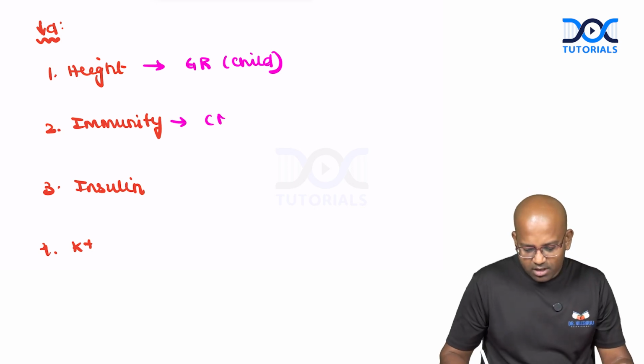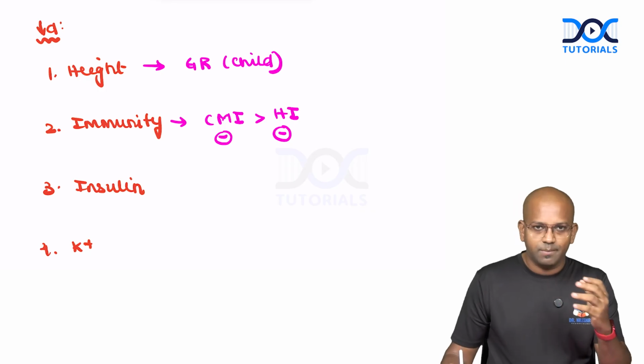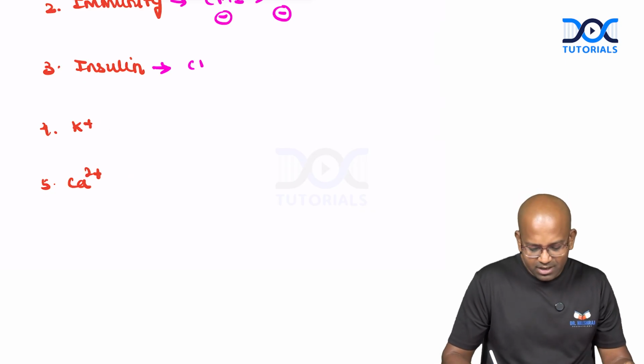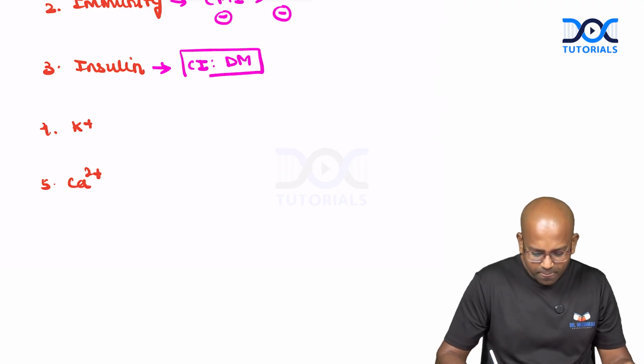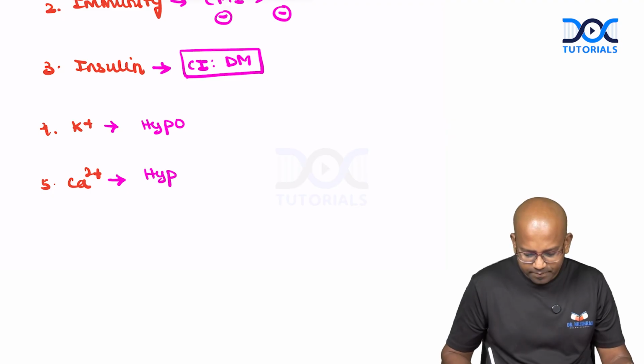Immunity will be inhibited, so cell-mediated immunity will be inhibited more than humoral immunity. A very important question. Which immunity will be affected more by steroids? Cell-mediated immunity will be affected. Insulin will be decreased. That's why it is contraindicated in diabetes mellitus patients. There will be hypokalemia and hypocalcemia. Both will be decreased in those patients.